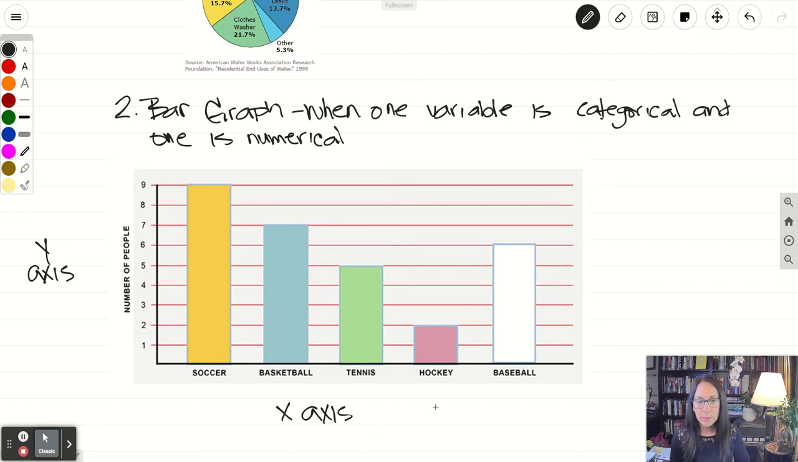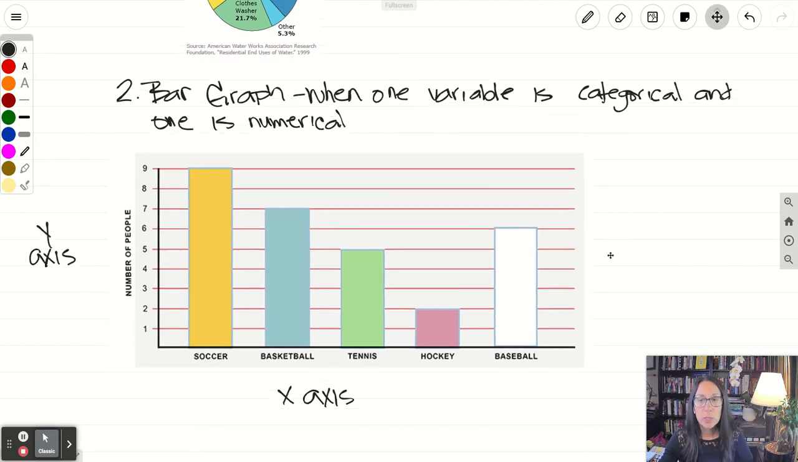I want to point out that these bars are not touching each other, so they're spread out separately. Okay, and then on the x-axis, you're going to write down what each category is, and then on the y-axis, you're going to use the number, which is your quantitative. Okay, so that's the second one.